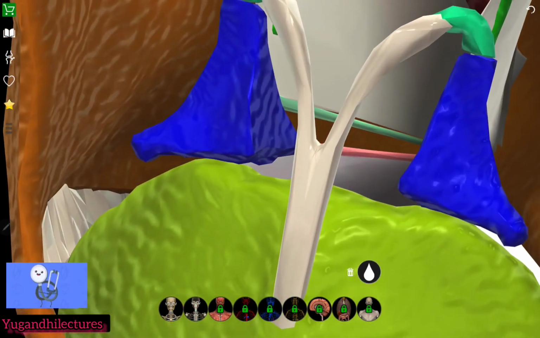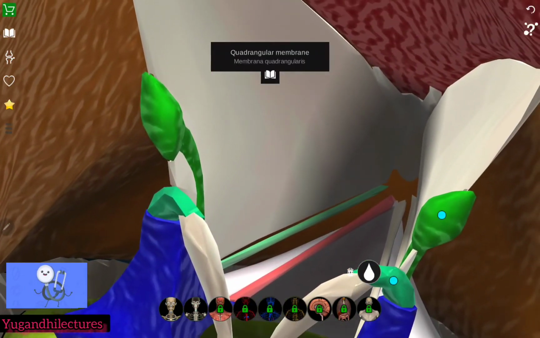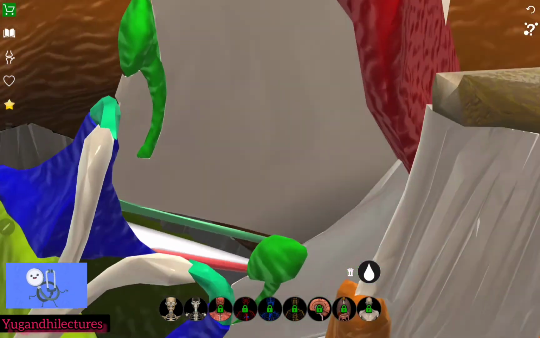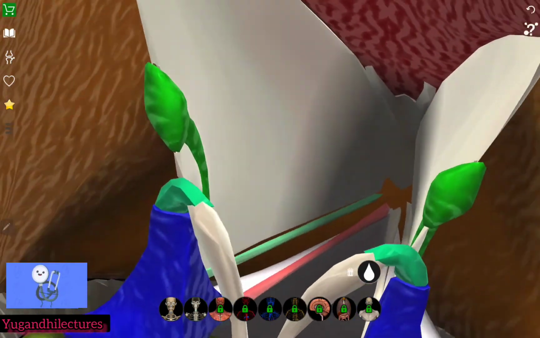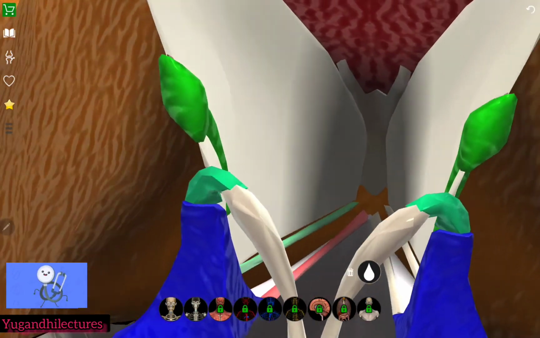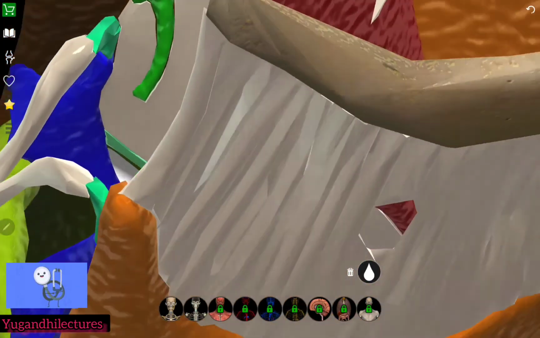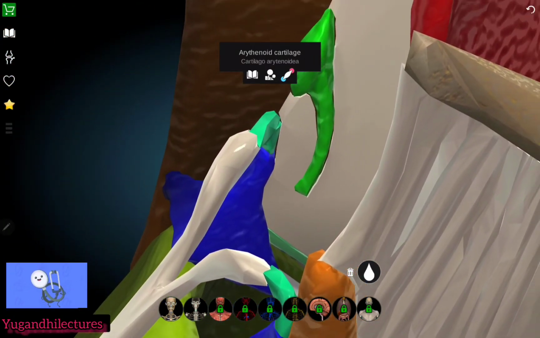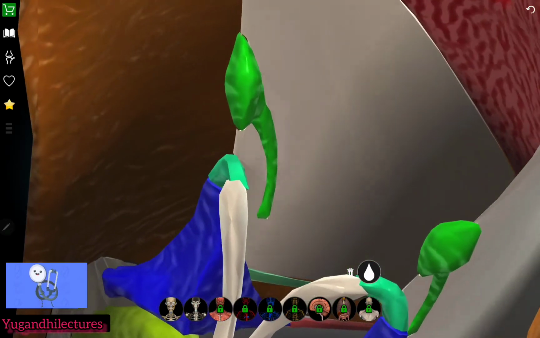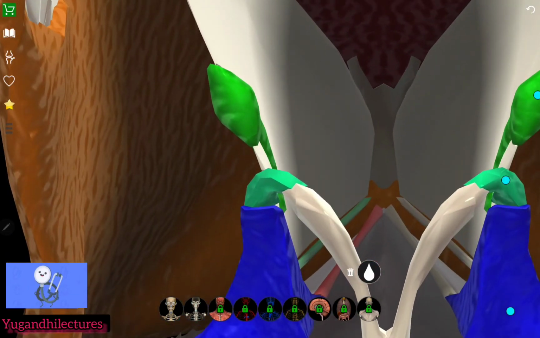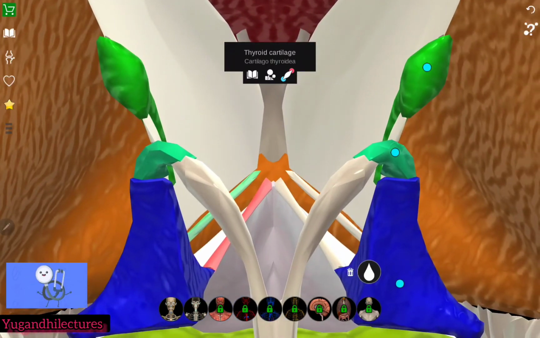Then another membrane, it is the quadrangular membrane. It is attached across the epiglottis, the thyroid cartilage, and also the arytenoid cartilage. So it extends from the arytenoid cartilage, both from the middle portion and also from the apex of the arytenoid cartilage. You can see here how it extends. So it extends from the arytenoid cartilage to the epiglottis and also to the thyroid cartilage.